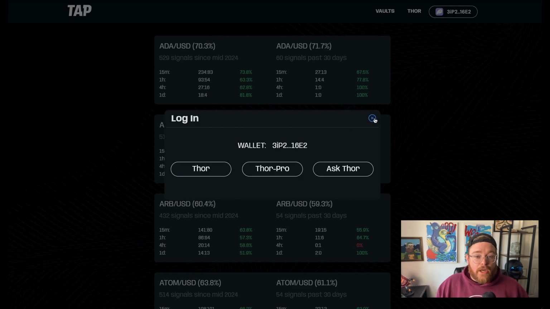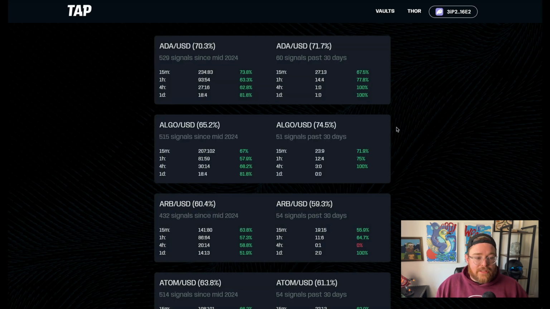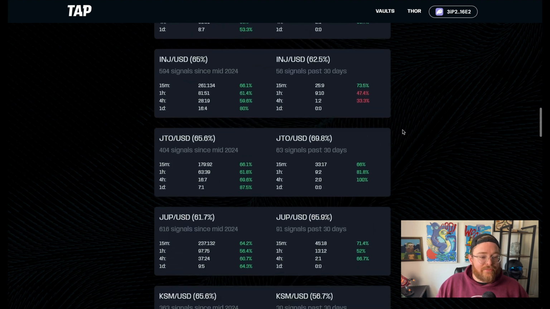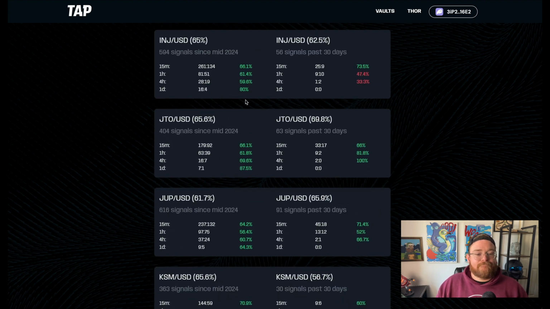So we're not going to go there. We're already there. I'm going to exit that right now. And I'm going to go down and look at the data around Injective because that's what I'm trading. Cool. Cumulative total right now and past 30 days.